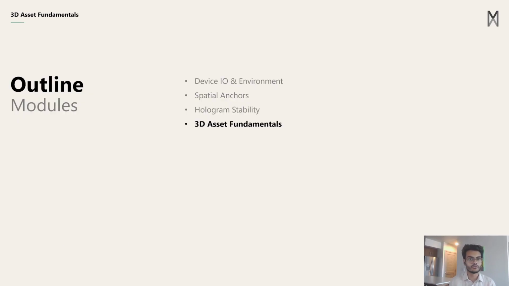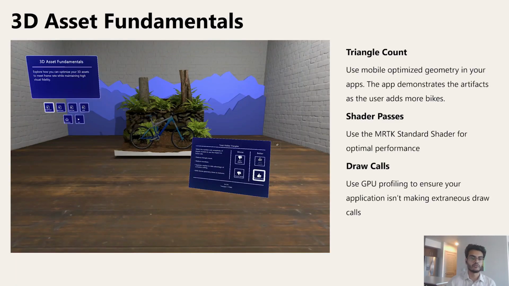The final module that we cover is 3D asset fundamentals, and in this section, we go over a basic overview of how to optimize some of the geometry in your application. The first big thing to keep in mind with 3D asset fundamentals is triangle count. HoloLens is essentially a mobile rendering device, and as such, it is limited in how many triangles it can display before performance starts to degrade.